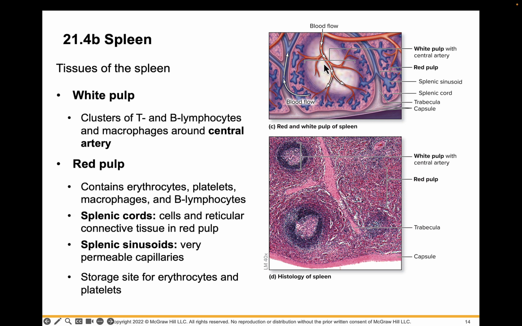Red pulp, on the other hand, is going to contain red blood cells, platelets, macrophages, and B cells. And because of the erythrocytes and platelets, that's why it is referred to as red pulp. And there are going to be these structures within the red pulp that are known as splenic cords, and there are going to be cells and reticular connective tissue found in the red pulp. Also, we're going to have these capillaries in the splenic sinusoids, and they're very, very permeable capillaries. And this is going to be where we actually see a storage site for red blood cells and platelets.